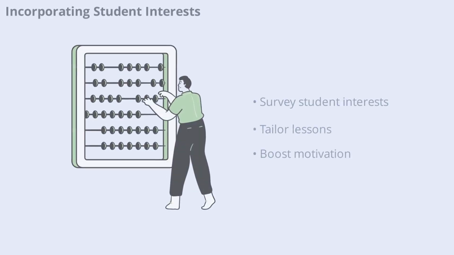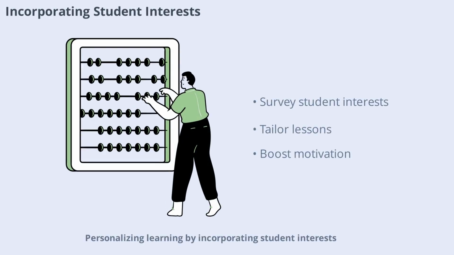Personalizing learning by incorporating student interests makes technology education more engaging and relevant. Teachers can survey students about their hobbies, favorite technologies, or career aspirations, then tailor projects and lessons accordingly. When students see their interests reflected in the curriculum, they are more motivated to participate and excel. This approach also helps educators connect with students on a deeper level.